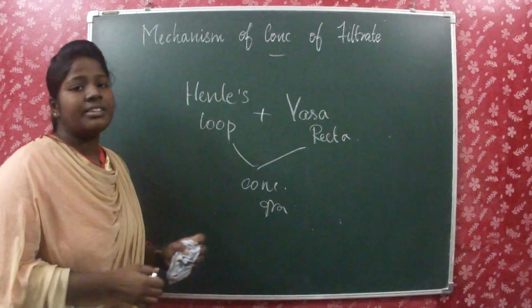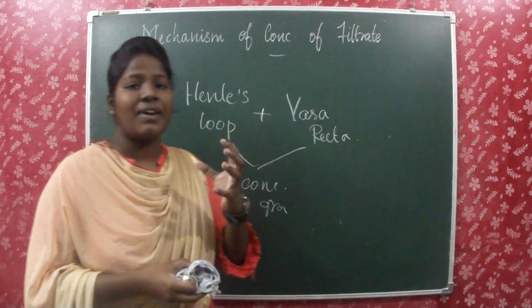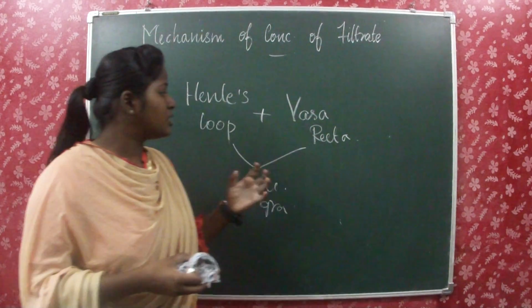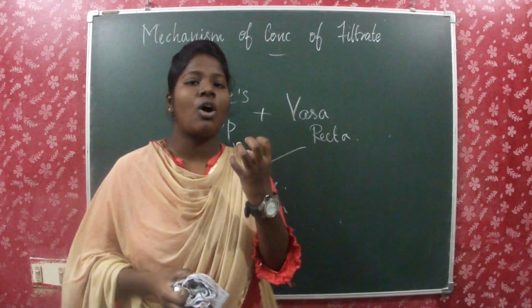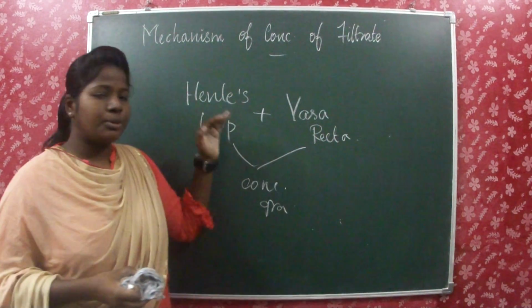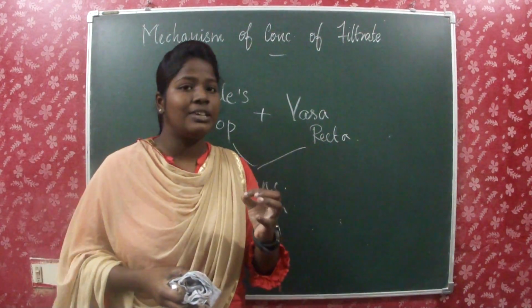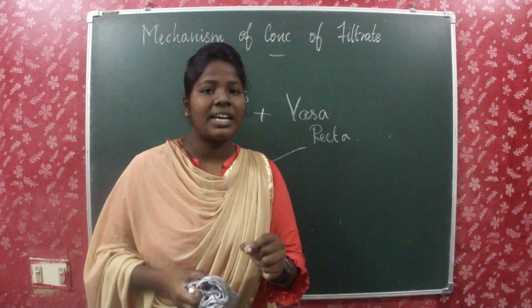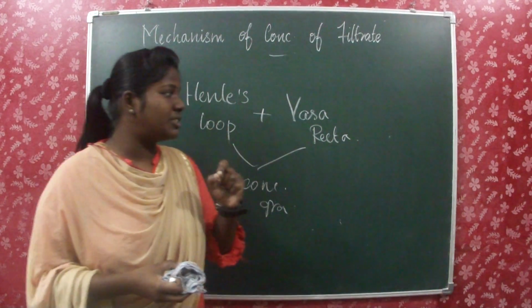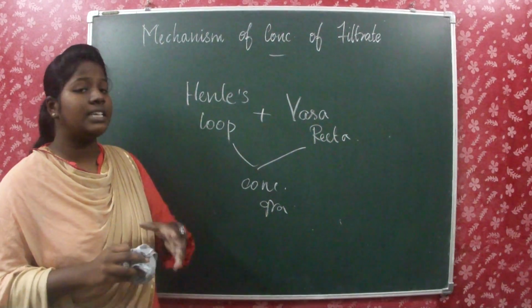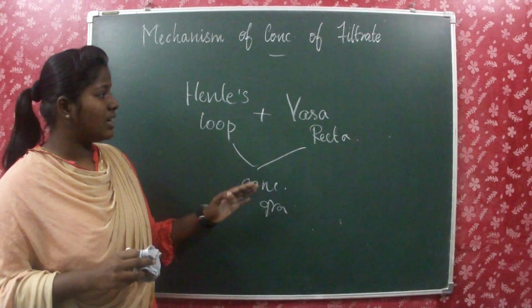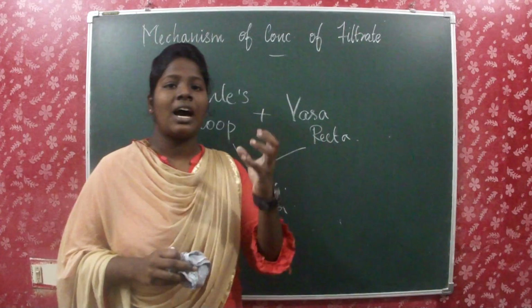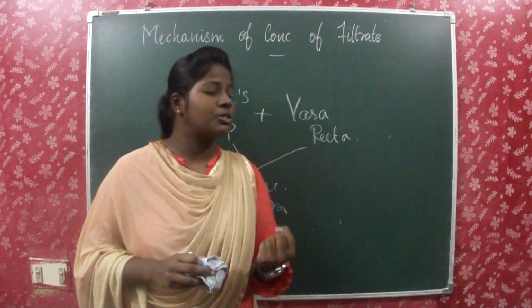This concentration gradient increases the osmolarity. We know the tubules increase the osmolarity. Henle's loop increases the osmolarity of the medullary interstitial fluid. We have learned this already in the function of the tubules, that Henle's loop maintains the increasing osmolarity of the fluid.